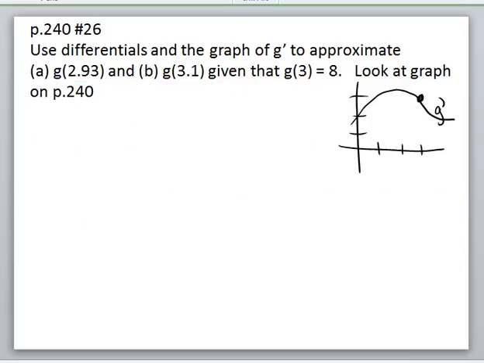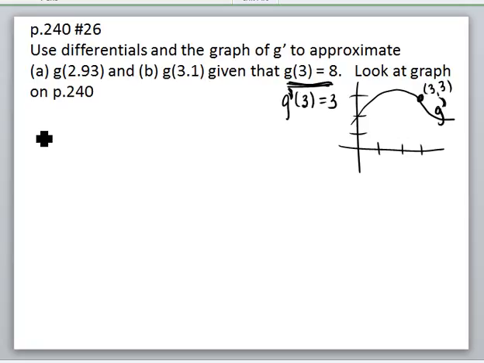Continuing on, we're going to do another problem like this. Notice this time, though, I'm given g prime. So this is the graph of g prime, and this is the point 3, 3 on the graph of g prime. They give me information about g. G of 3 is 8, and I know that g prime of 3 is 3 from the graph. Alright, we're going to use the differentials to approximate these two values.